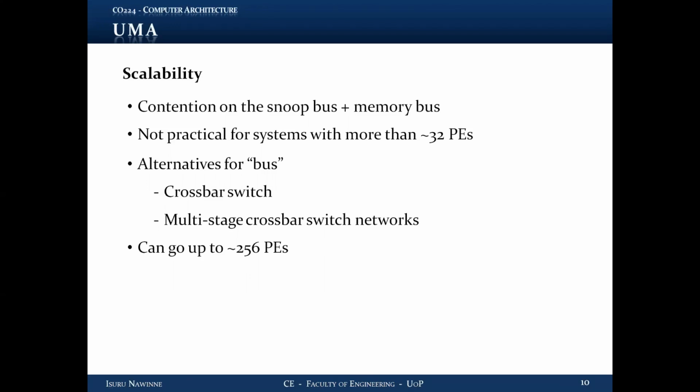So that's a large number. It's a significant number. Using multi-stage crossbar switch networks, you can increase the scalability of a symmetric multiprocessor system, a uniform memory access system, using snooping techniques and write invalidate type protocols. Okay.